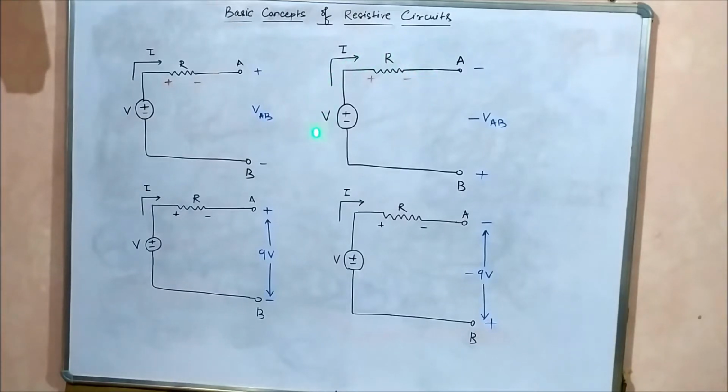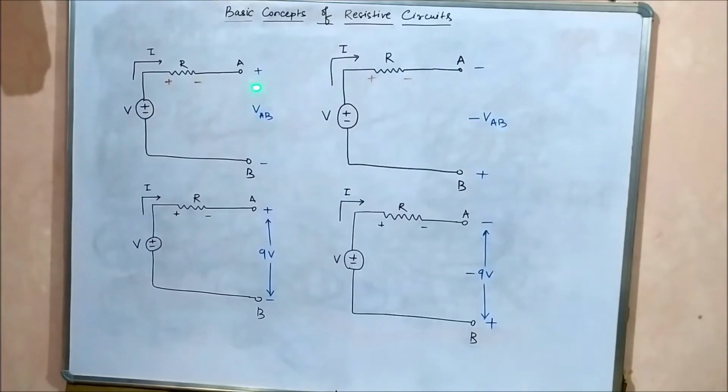Here the circuit stays the same: voltage source in the same direction, same resistor, and the same current flow in the same direction from positive to negative through the resistor. But here the difference is that the voltage is measured from B to A. B is positive, A is negative. So the voltage is measured from bottom to top. Here it was measured from top to bottom, from A to B. Here it is measured from B to A. B has positive sign and A has negative sign. So in this case, this voltage which is measured will be minus VAB. It will get a minus sign.